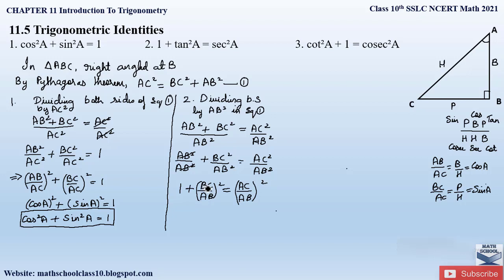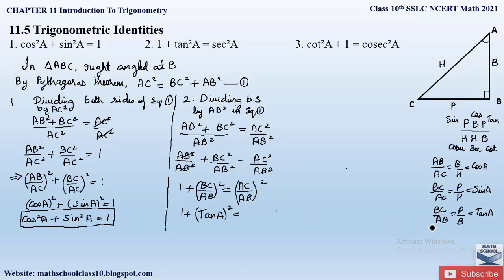Okay, so what is the value of BC by AB? Let us find out. BC value is the perpendicular and AB is base. So what is perpendicular by base? Perpendicular by base is tan theta, right? So we will write here tan A. Okay, so 1 plus tan A the whole square equal to AC by AB the whole square.